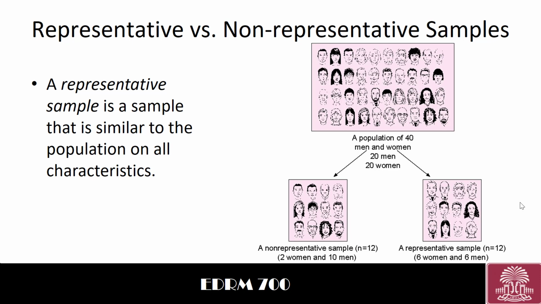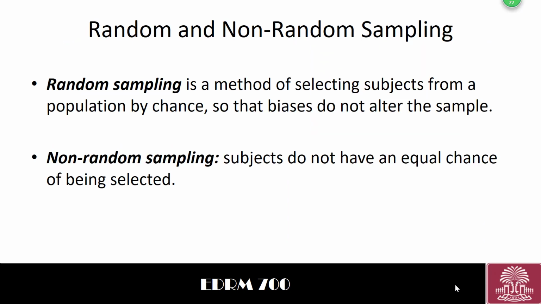A representative sample is a sample that is similar to the population on all characteristics. Researchers hope to have representative samples. See the graph showing the difference between the representative and non-representative samples. If the population has the characteristic of equal number of men and women, a representative sample would have the same characteristic, while a non-representative sample does not have that characteristic.